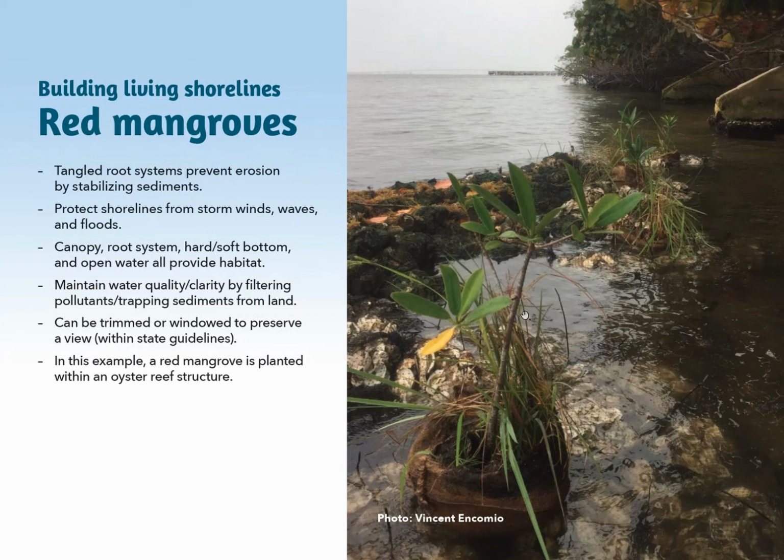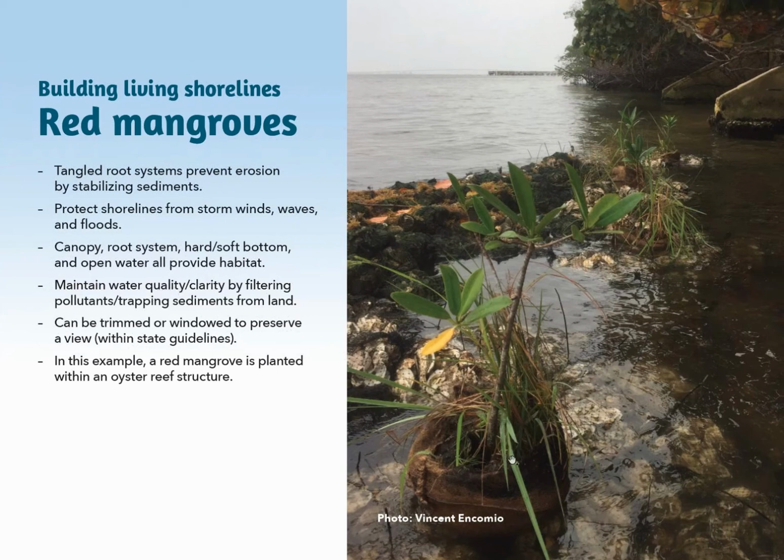So that earlier shoreline I showed you with all the beautiful Spartina grass accruing sand behind it, that particular landowner wanted to have their view preserved, but they did put mangroves out on the end margins. And so they're going to get some of that functionality, but they're still able to have their view out the center. These tangled root systems prevent erosion. It helps prevent your shoreline from getting damaged from storm winds and waves. There's lots of habitat. It's got that water filtering capability.